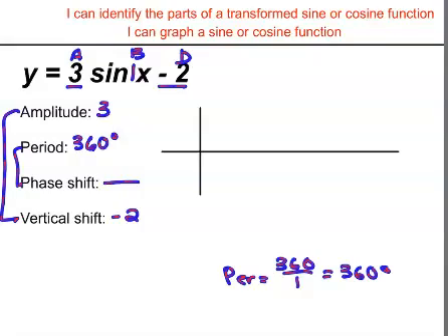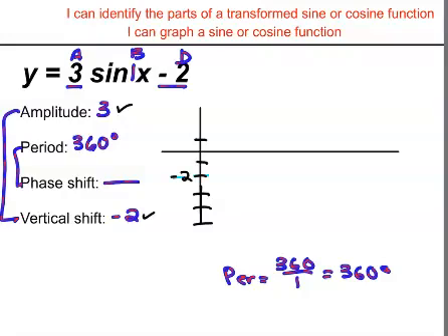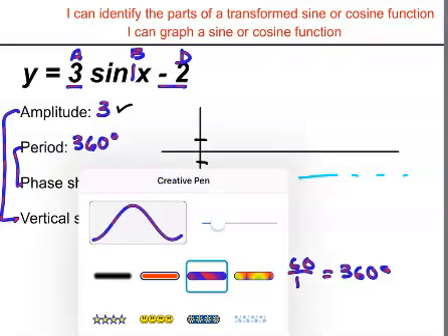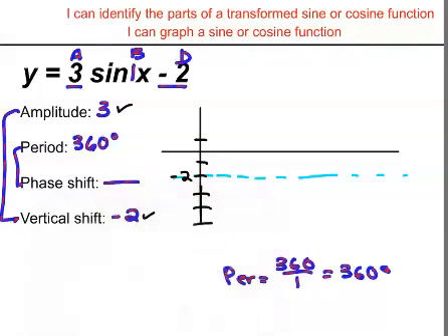So if I'm labeling my vertical shift, we're going to go down 2. So it's going to hover around -2, but then from there, it's going to go up 3, down 3. So I'm going to make the middle there a light line around -2. From there, we're going to go up 3, down 3. All right, so that's my highest point, lowest point.